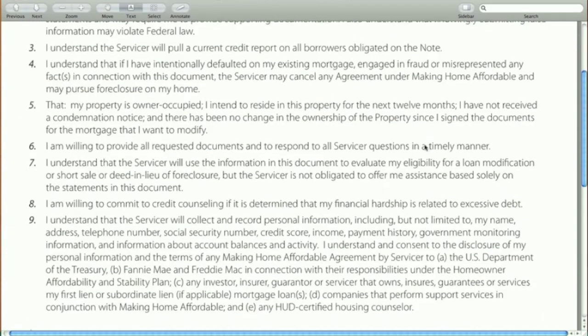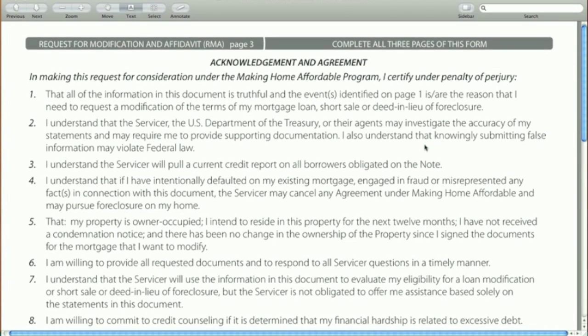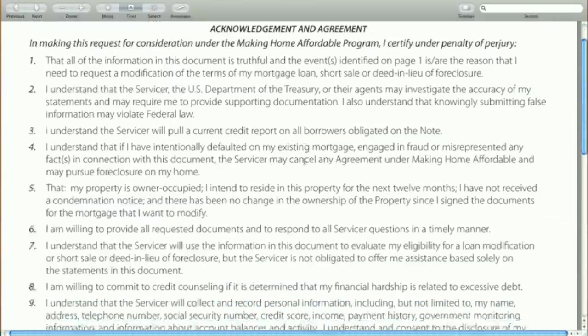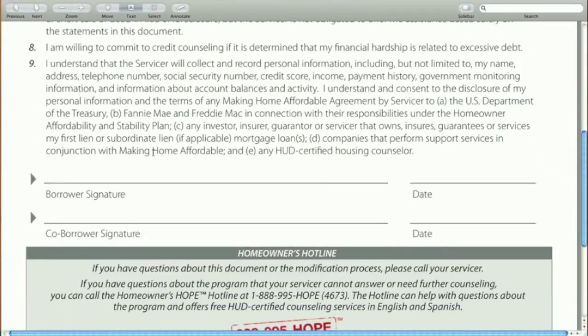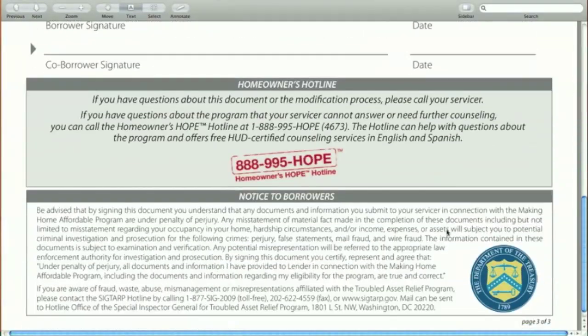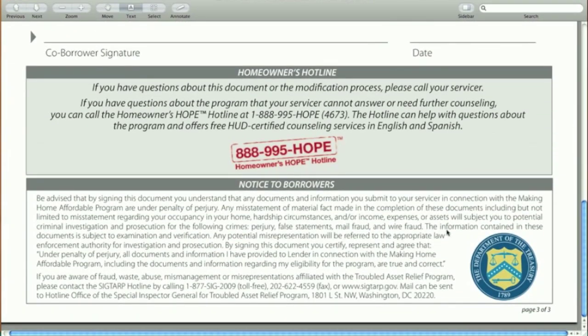Page 3 is pretty simple, just acknowledging that you're telling them the truth and nothing but the truth. You can read through this whole thing here, and then you're just going to sign here, date it, and have the co-borrower sign and date it also. So that's the RMA, the request for loan modification. It's not that difficult to figure out, but you do want to make sure that you enter all that information completely. And if you recall all the documentation that I requested from you previously, it's going to help you fill those out. Is it or is it not?